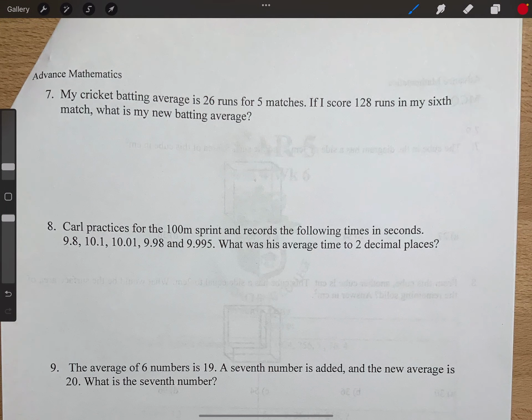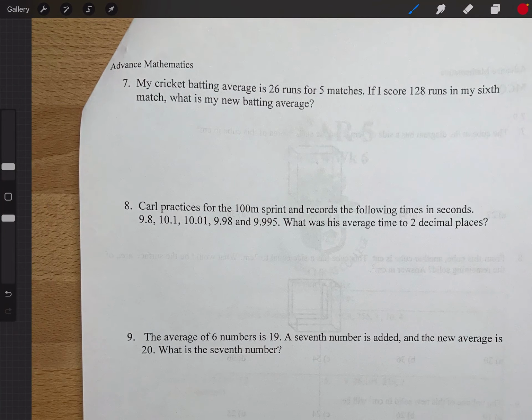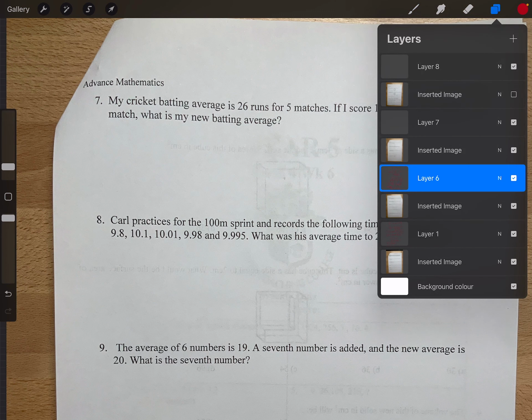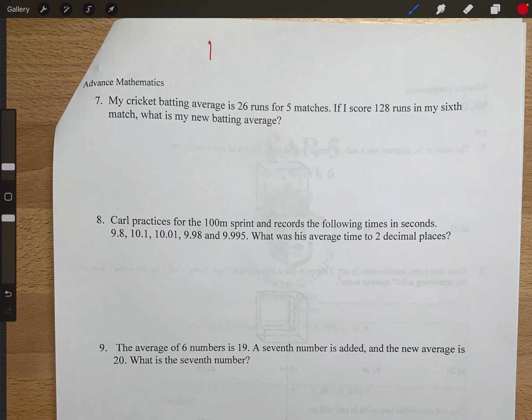Miss, my cricket batting average is 26 for 5 matches. I score 128 runs in my 6th match. Okay, so you got 5 matches. Whoops. So you got 5 matches, each has a number.